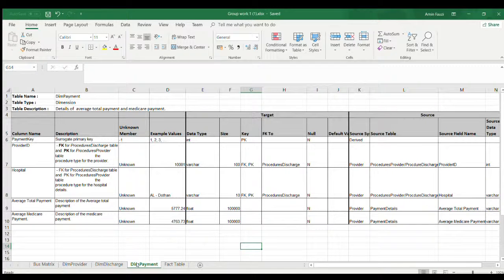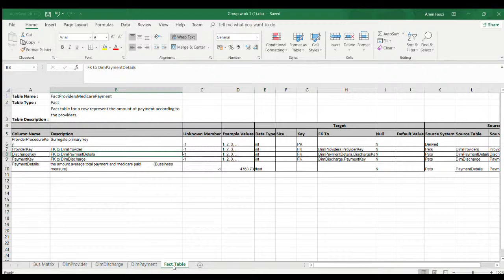The third dimension is the dimension payment. It has 5 column names. The first column is the payment key, which is the primary key for this table. Then the provider ID is the foreign key for this table and the primary key for the provider table. The next one is hospital, the regional area where the hospital is located, and then the average total payments and the average Medicare payment.